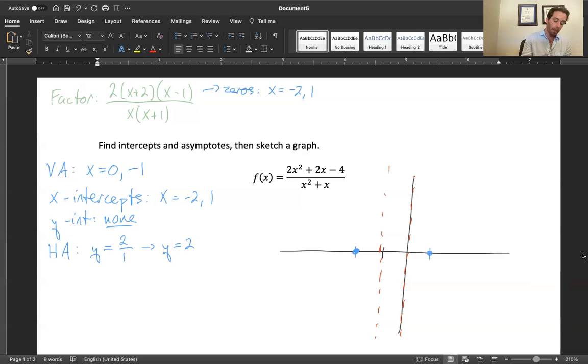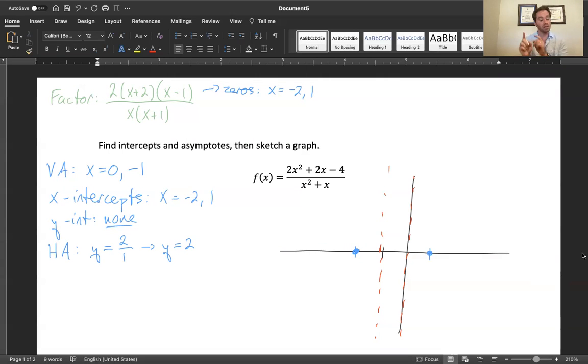And now I need to cause this function to behave the right sort of way around the asymptotes. When I say behave the right way, what I mean is, when it goes toward this asymptote, does it do it like that? Or does it do it like that?